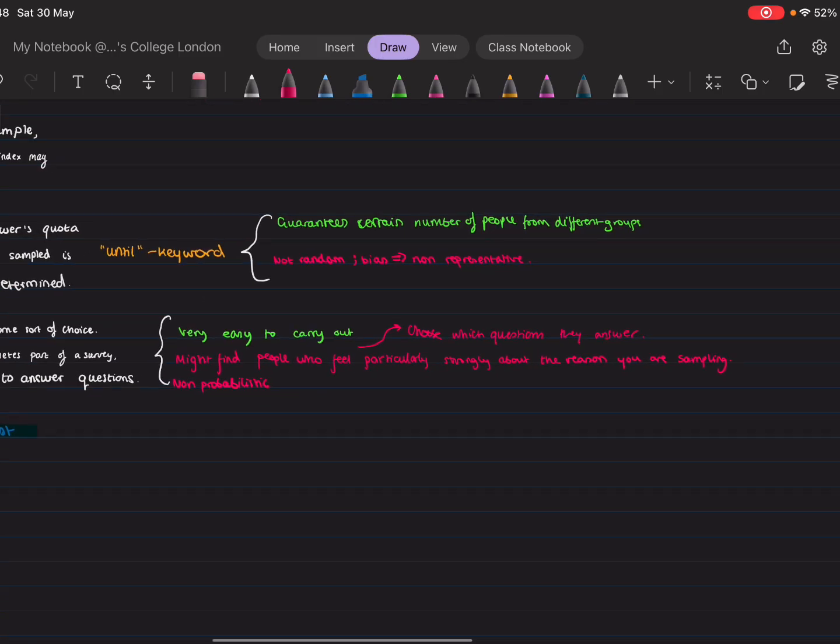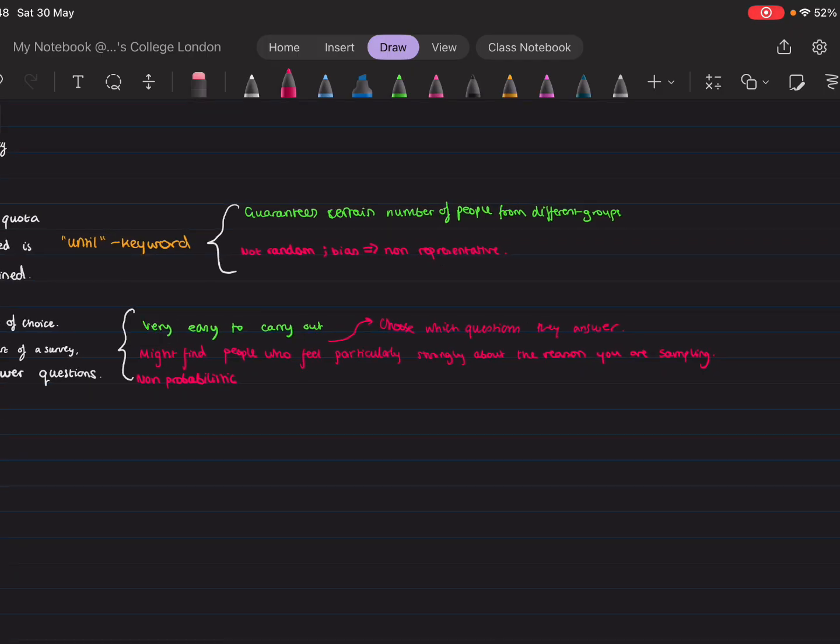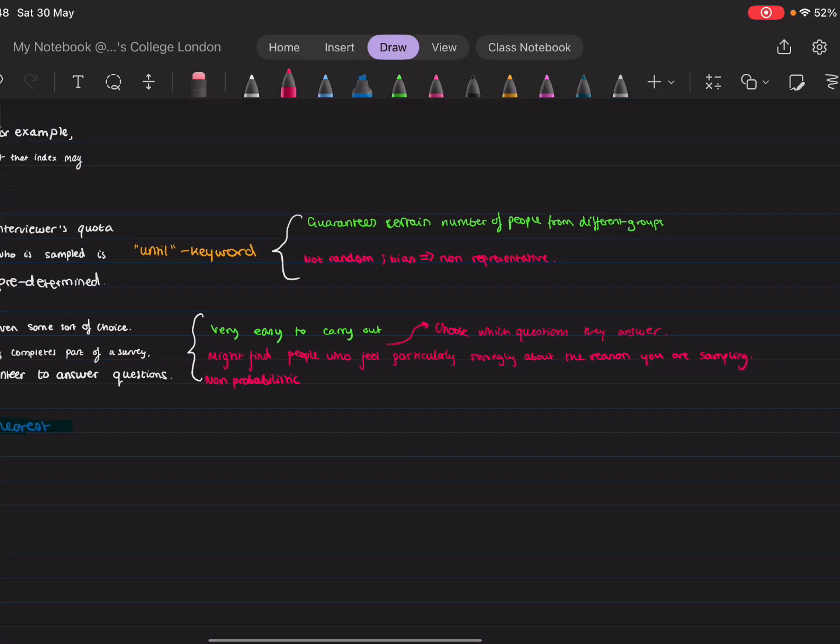The disadvantage is that it's non-probabilistic, people have to come in, and also you might find people who are feeling particularly strongly about some certain area or the reason that you're sampling for, and thus will choose the questions which they answer. So that can lead to a biased sample or unrepresentative sample.